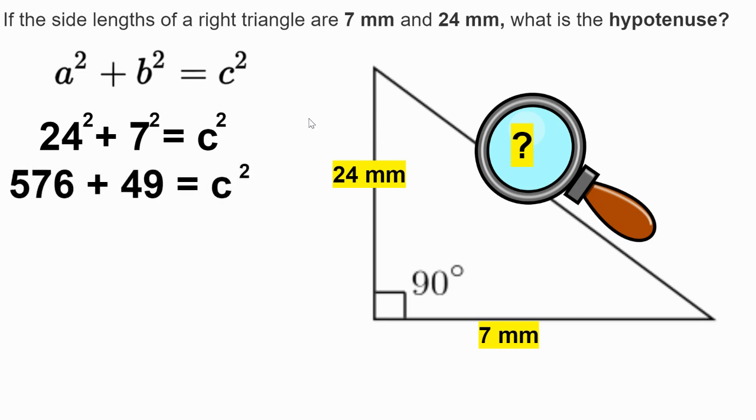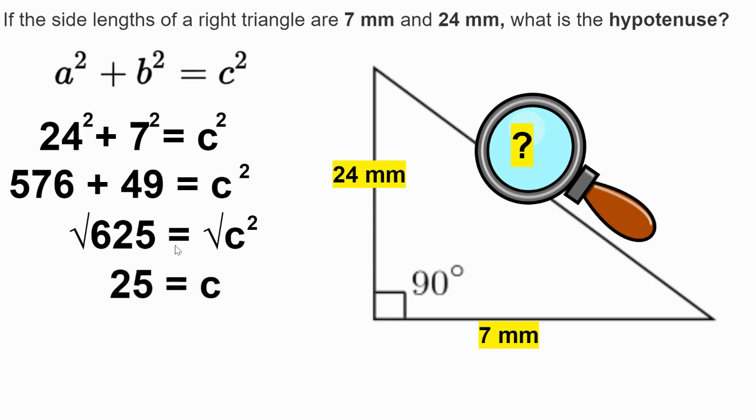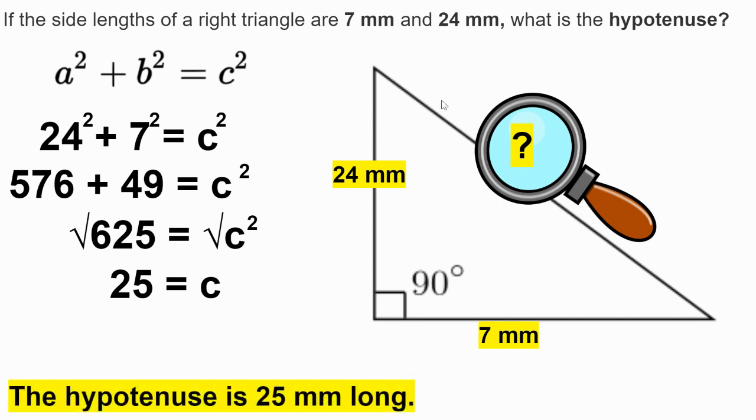24 squared is 576, and 7 squared is 49. So if we add those together, we're going to get 625. So in order to do the inverse operation to get c squared, to get c by itself, we're going to have to do the square root. So we'll do the square root over here too. So square root of 625 is 25. So yeah, we've learned that this last length here must be 25. Our hypotenuse is 25 millimeters long. And that does make sense for our problem because 25 is greater than 24 and 7.